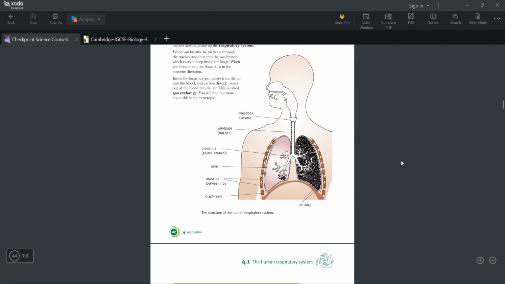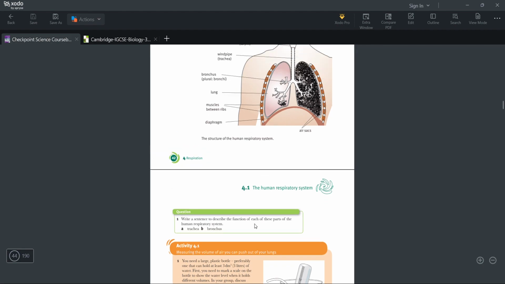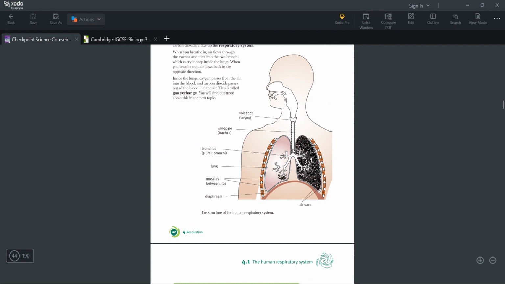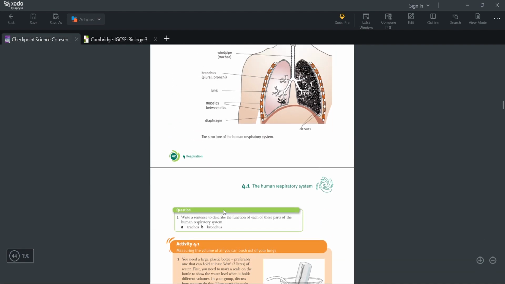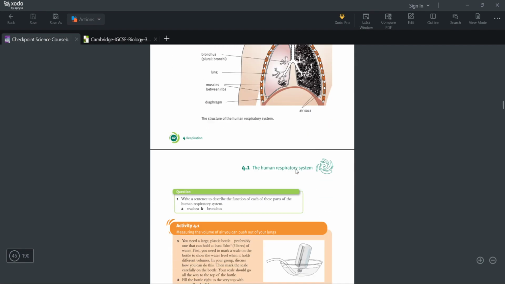Okay, so starting with 4.1, write a sentence to describe the function of each of these parts. So your trachea, it's over here. It's kind of your windpipe. It allows the air in and out of your lungs through your mouth. So anything along those lines, I was happy with. Your bronchus takes your air in and out of your trachea from your lungs or to your lungs, and it splits it into your two lungs and gets split further by your bronchioles into the different lobes. But basically, if you say anything about splitting it between the lungs, I was happy with that answer.